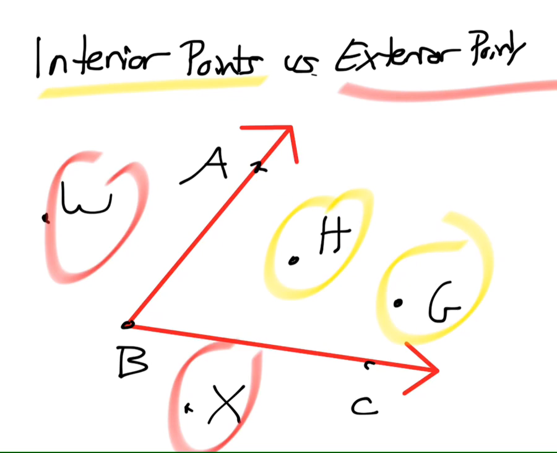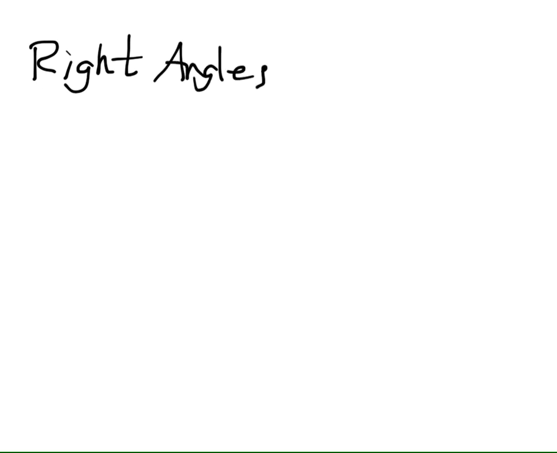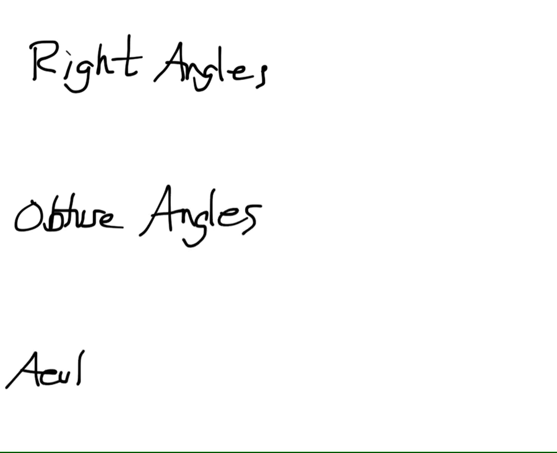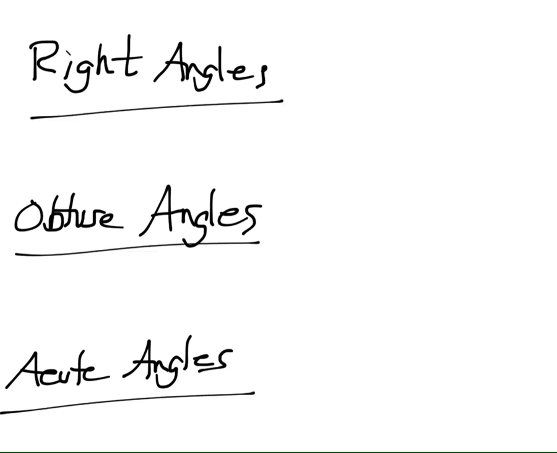All right. And then we have 3 types of angles. Right angles, obtuse, and acute. Probably seen these before, maybe? And I'm going to show you how to use a protractor to measure these in just a minute.